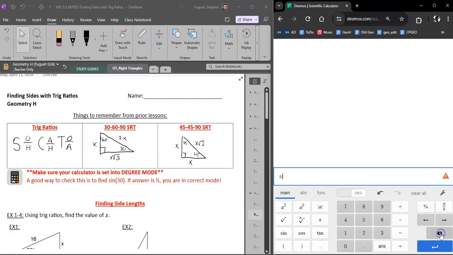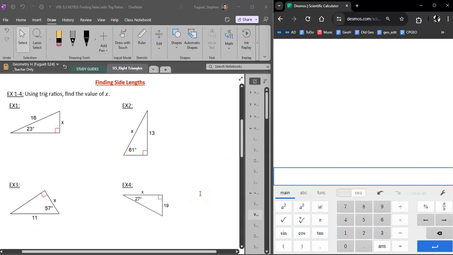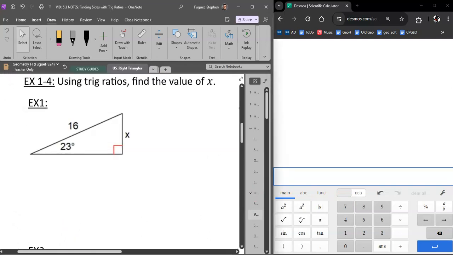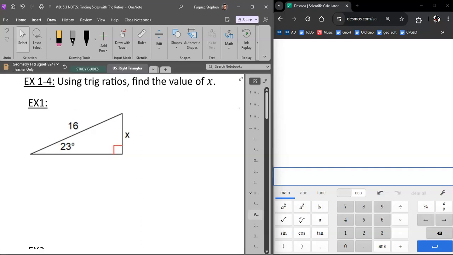Okay, so we've got that all under control. Let's go ahead and dive into some examples. So I have four of them in this lesson that we are going to take a look at. It says, using trig ratios, find the value of x. Now, if we want to find a missing side of a right triangle, if we know two of the sides, we know that we can use the Pythagorean theorem.